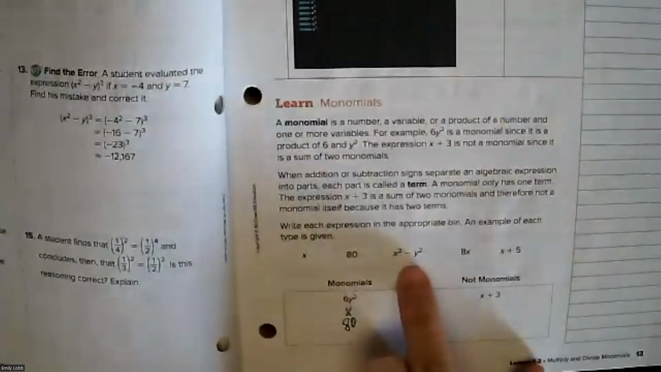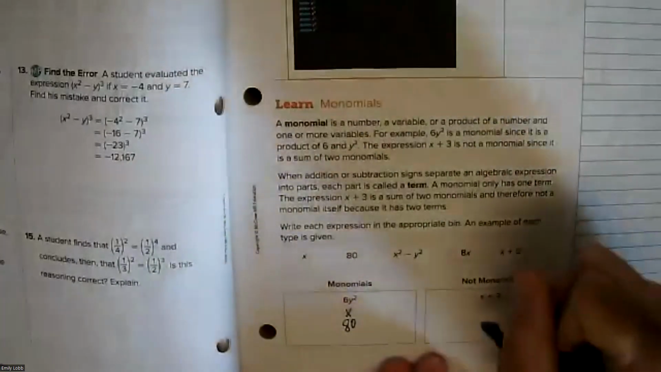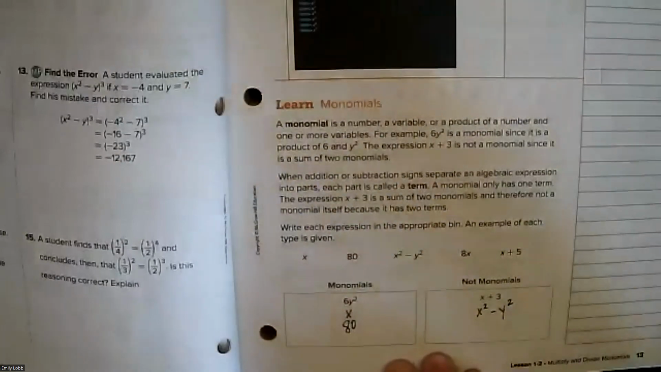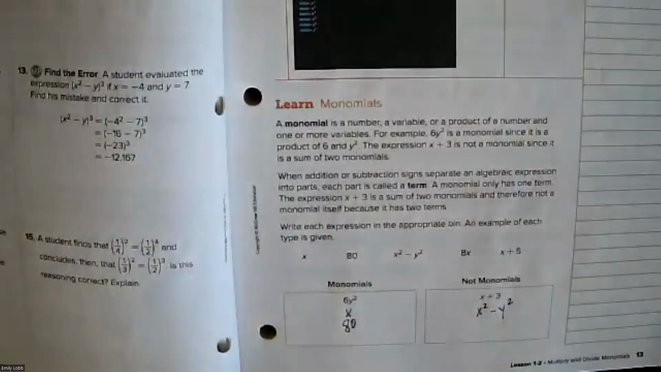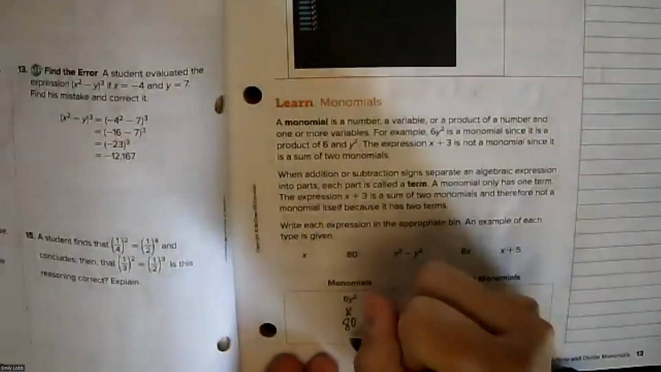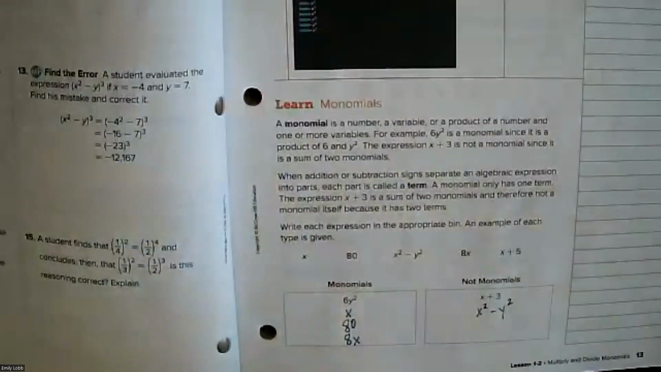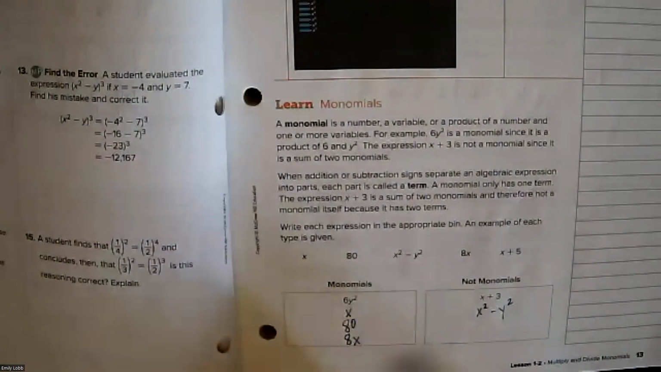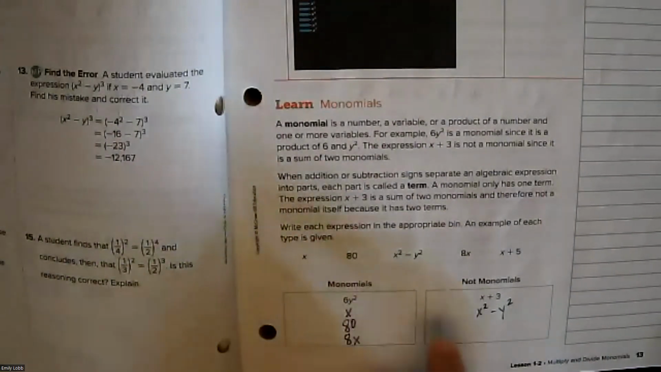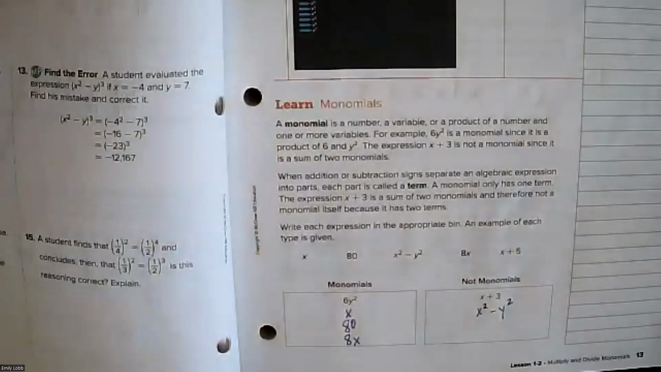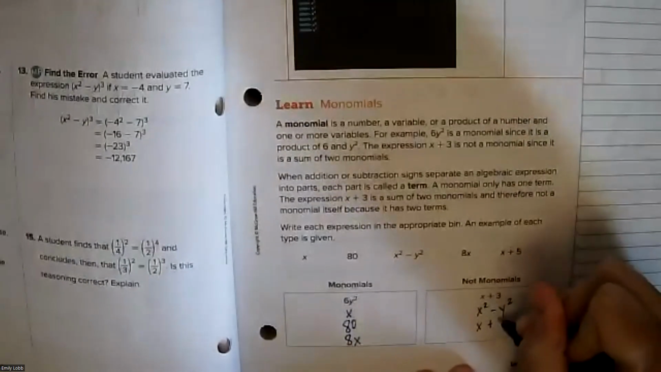How about x squared minus y squared? Not a monomial. How about 8x? That's just one term, right? I don't see a plus or minus in there. What is a monomial? A monomial is one term. So it can be a product of things, but it cannot include plus or minus in them. So how about x plus 5? Not a monomial. Good. Polynomial. Love it.